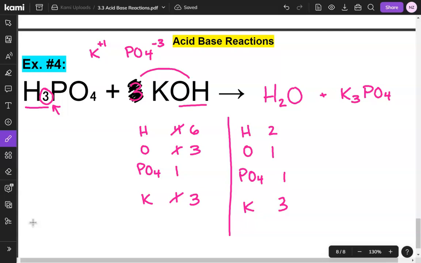Okay, so I'm going to throw a 3 in right here. 3 times 2 gets me 6. 3 times 1 gets me 3. And that's balanced. And that is how you do acid-base neutralization reactions.